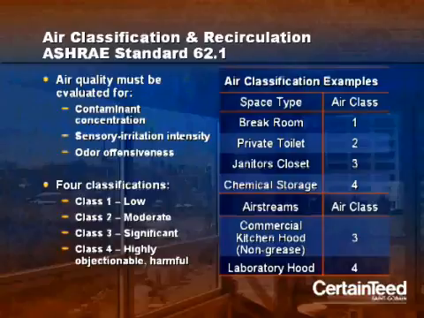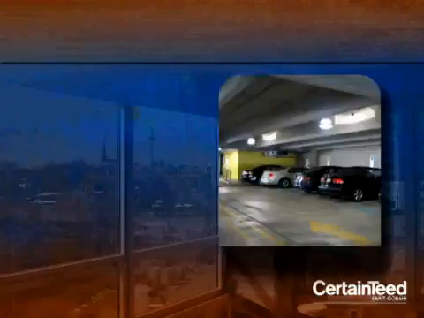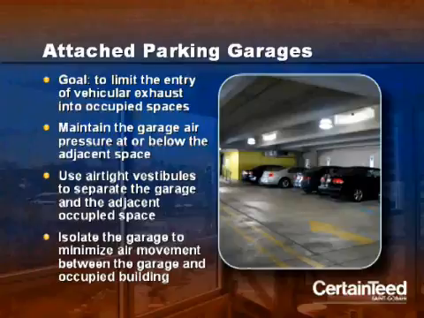This chart shows just a few examples, ranging from a break room with Air Class 1 through a chemical storage area with Air Class 4. Airstreams, air that flows through exhaust ducts, are classified separately. Here are 2 examples. There are special goals for attached parking garages. The goal here is to limit vehicle exhaust from entering into other occupied spaces in the building.